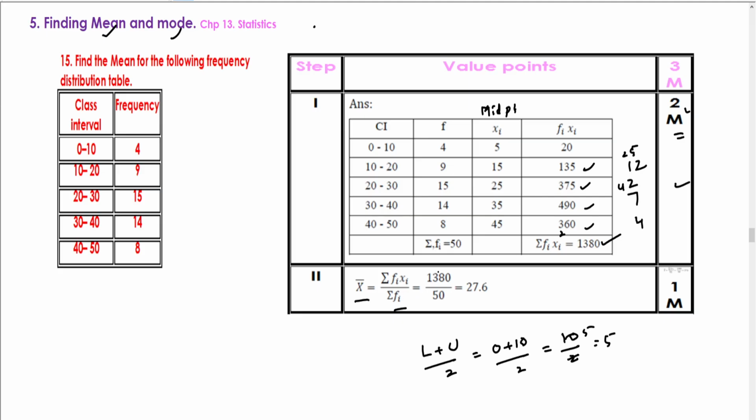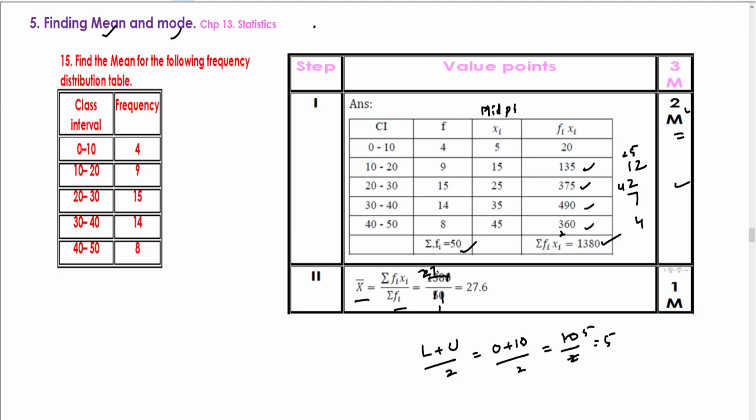And sigma fi, what is the sum of all these frequencies? Add them. 8 plus 4 is 12, 12 plus 5 is 17, 17 plus 9 is 26, 26 plus 4 is 30, carry 3, so 50. The sum of the frequencies is 50. Divide by 50, and you can cancel them. 0, 0 cancels. 5 ones are 5, 5 twos are 10. You are left with 37.